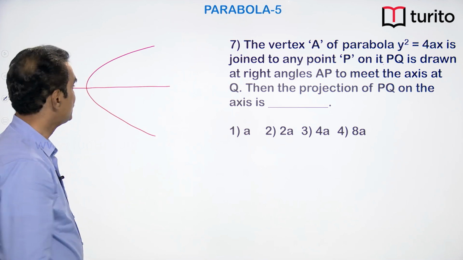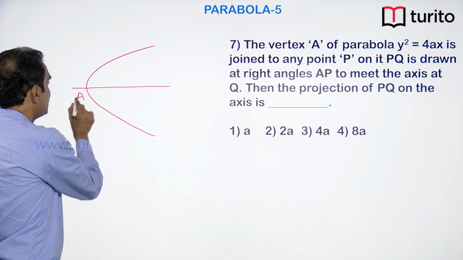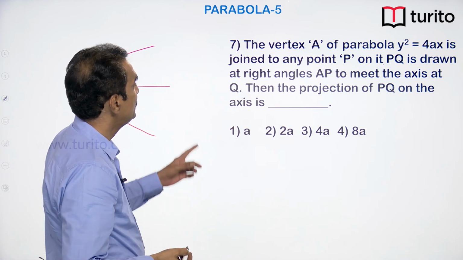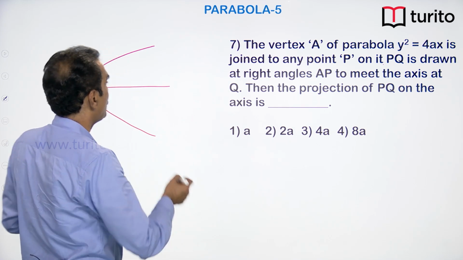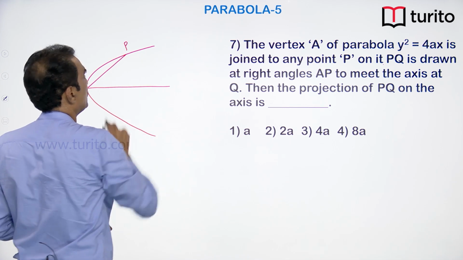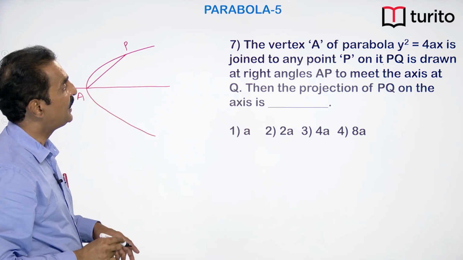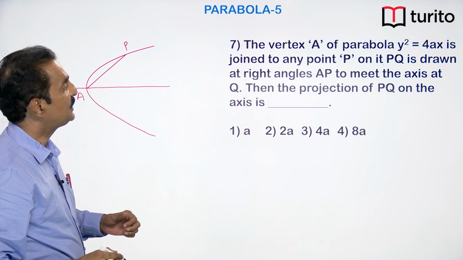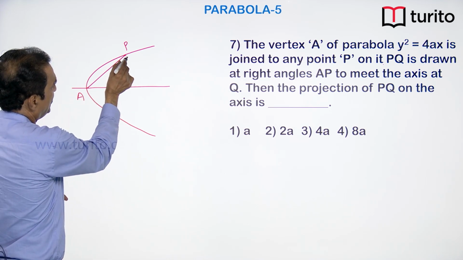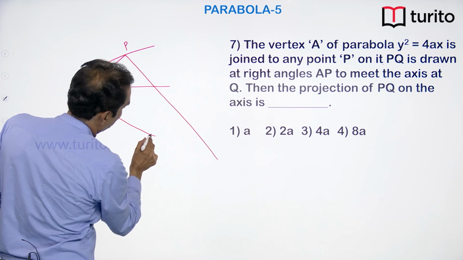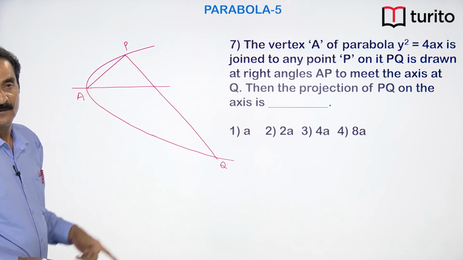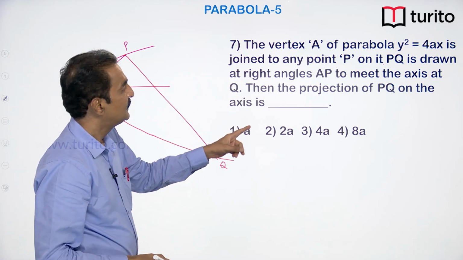Take the parabola like this. He said vertex is A. Actually A is origin. Vertex is joined to any point P. Okay, any point P on the parabola. PQ is drawn at right angles to AP. Perpendicular to AP, PQ is drawn, means Q is the opposite end of the chord. Okay.